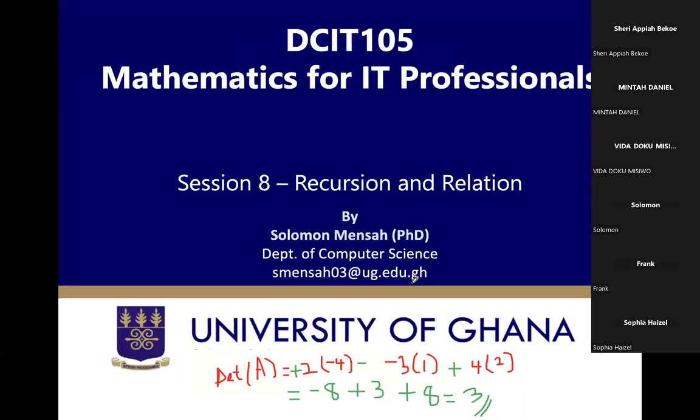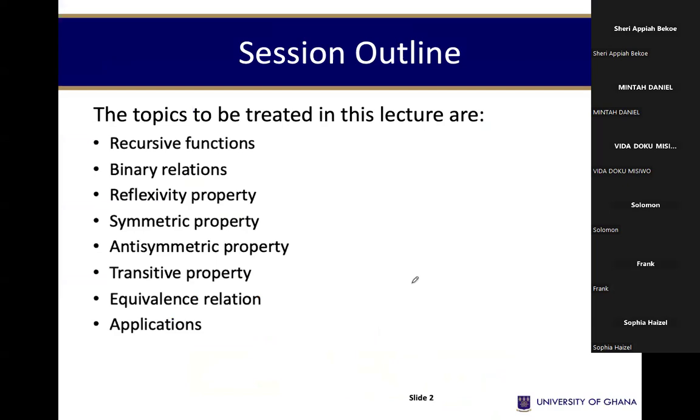So we're looking at recursion and relation. For recursion and relation, these are the topics we need to cover. First one has to do with the recursive functions. The next one has to do with the binary relations, and then all the way to equivalence and application.